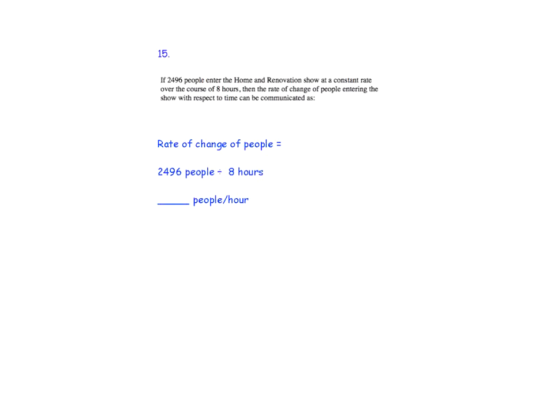Okay, question 15. It says if 2,496 people enter the home and renovation show at a constant rate over the course of 8 hours, then the rate of change of people is how much? Okay, so rate of change of people, basically it's the rate of change with respect to time, right? So it's the change of people. What's the change? It's 2,496. So that's the change in people. What's the change in time? 8 hours. So we divide this 2,496 by 8. We're going to get a number. Whatever that number is going to be, we're going to have so many people per hour, right? That's going to be our answer.